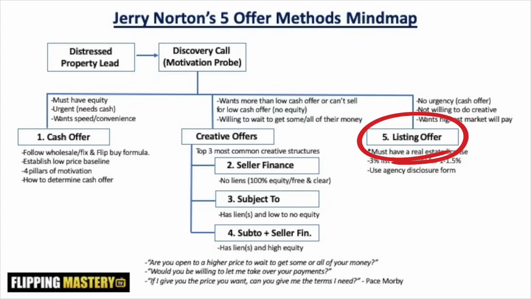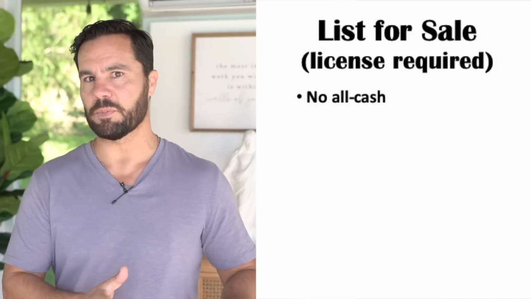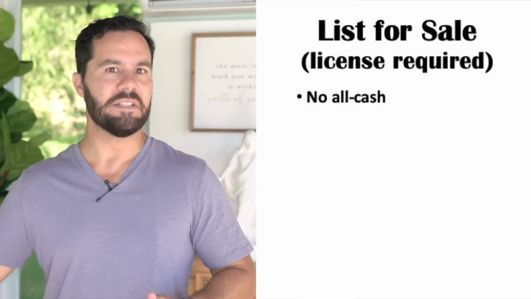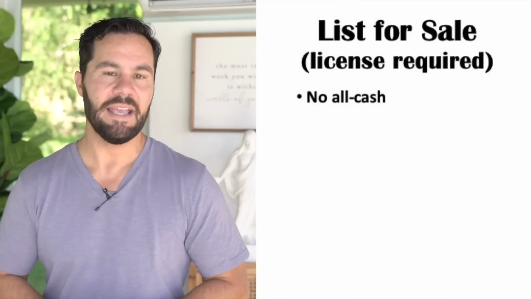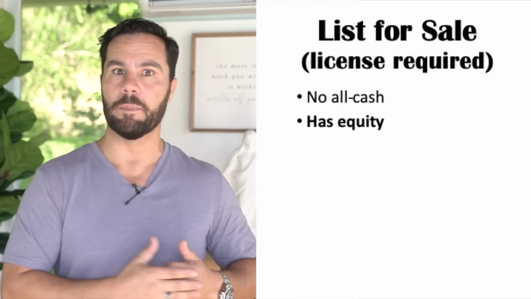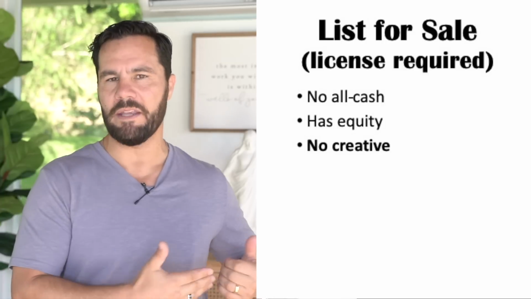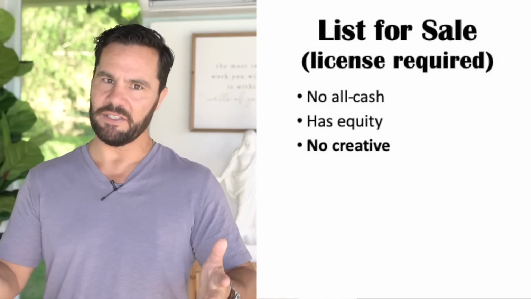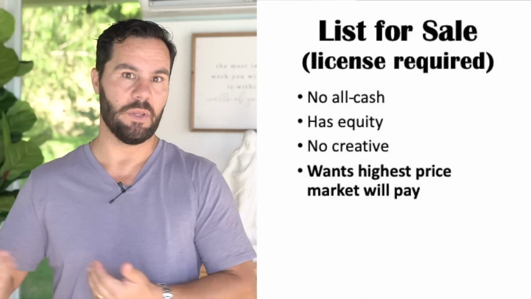All right, last but not least is method 5, which is to list the property for sale as a real estate agent. You cannot do this method unless you have an active real estate license, which I highly recommend you get. It's well worth it, as you'll see. Here's when listing the property for sale as an agent is the perfect solution. Let's say the seller has a distressed property that he wants to sell, but he does not want a low cash offer solution, and he has enough equity to sell it on the open market, and he's not willing to wait using creative financing methods. Basically, he wants the highest price the market is willing to pay.